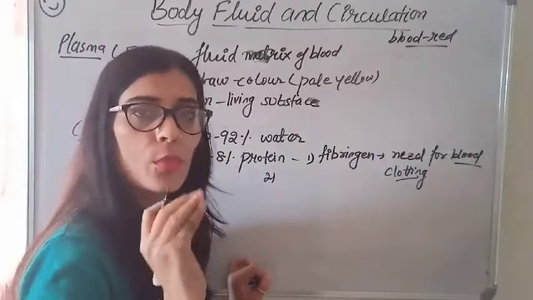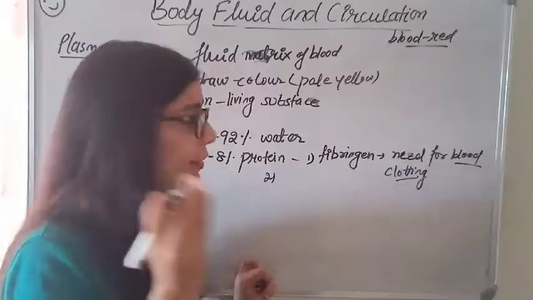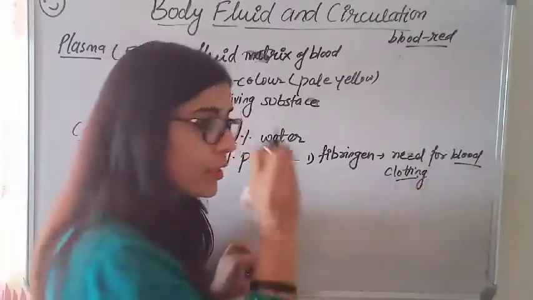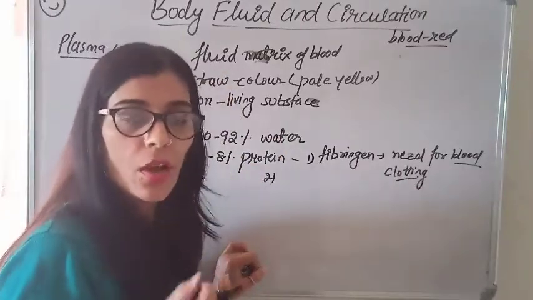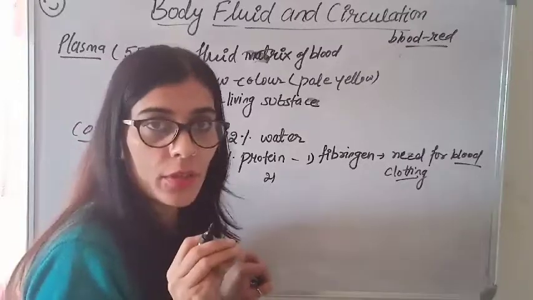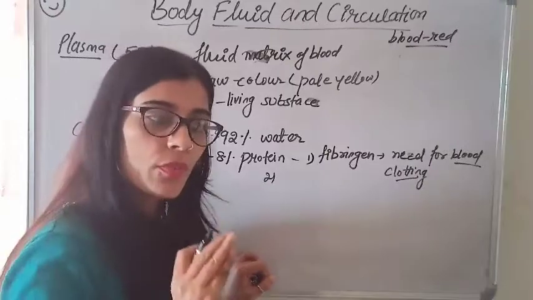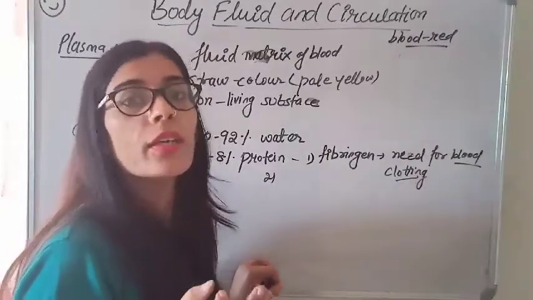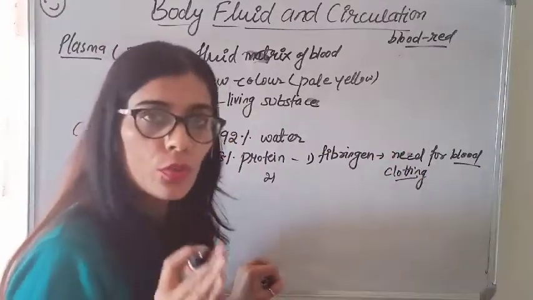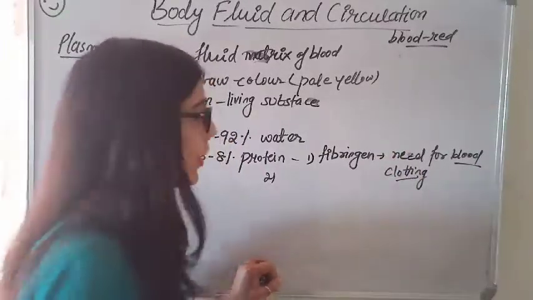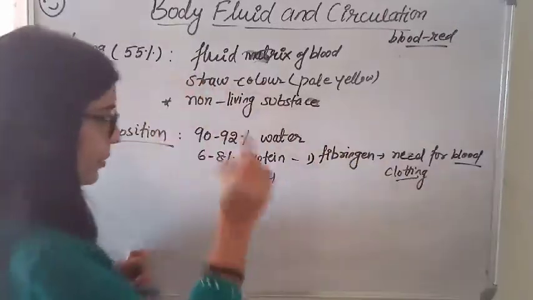If there is a cut or injury, obviously blood will flow out of the body. That needs to be stopped, so it makes the clot. There are certain factors within the body that become activated. These are factors present in the blood that activate only when blood comes in contact with the air. At that time this clotting helps to prevent the flow of excessive blood. So fibrinogen is one of the factors present in the plasma.